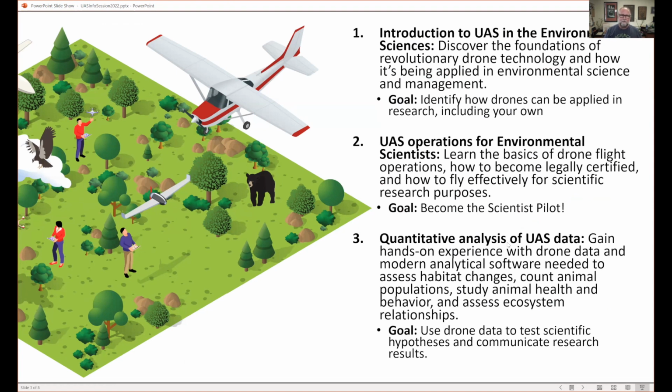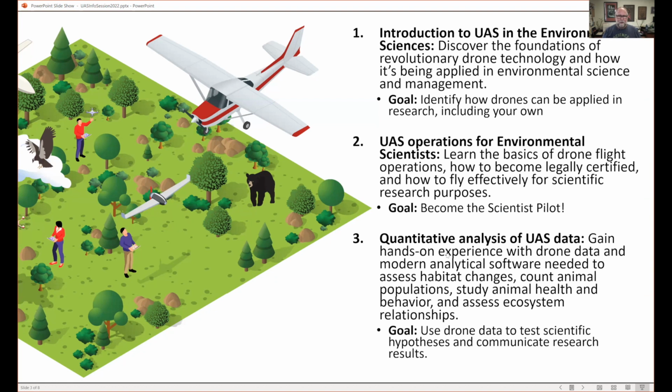The second course focuses on operations. So this is, again, learning more about the basics of flight operations, and takes you not just into that area where you can become legally certified. We don't actually do that, but you'll be at a point where you'll be able to do that after that. But more so to be able to fly effectively for scientific research purposes. And really, the goal here is to become that scientist pilot.